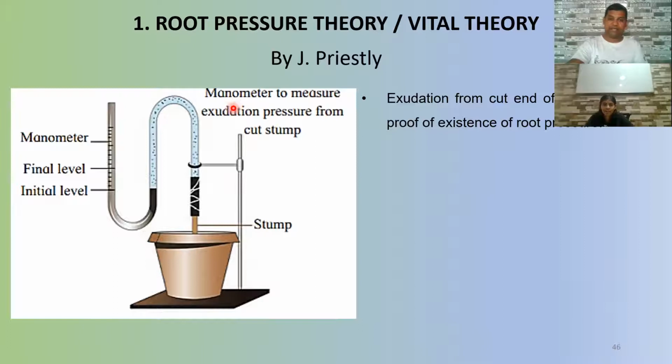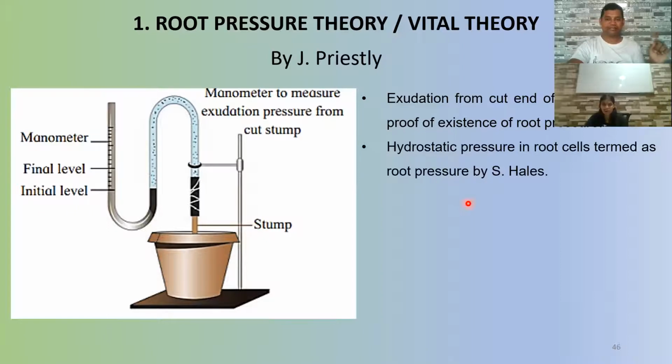What is a manometer? A manometer is used to measure pressure. So as soon as I cut the stump, I inserted the manometer and then detected the level of pressure in the manometer. The portion is cut, so that means the xylem is also cut. But before I cut it, something was being translocated through the xylem. When it was cut, pressure appeared. That pressure is called hydrostatic pressure, and it was recorded in the manometer.